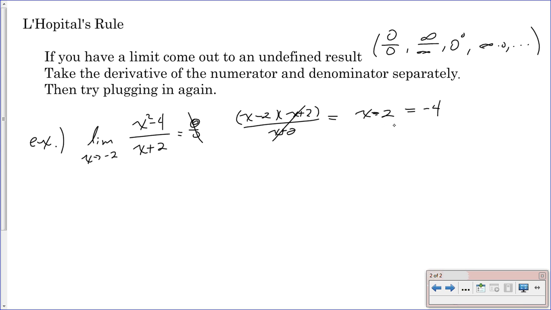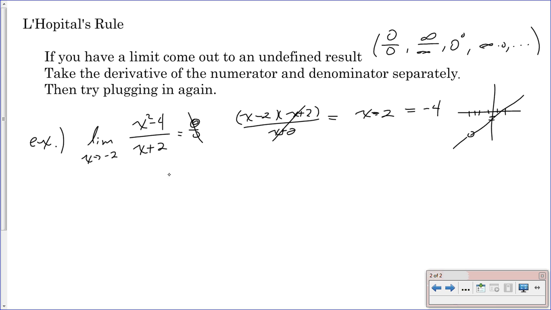Now, this graph would not actually have a vertical asymptote. What this graph would look like is the graph of x minus 2, and then at x equals negative 2 we'd have an open hole. So this doesn't actually have a vertical asymptote.